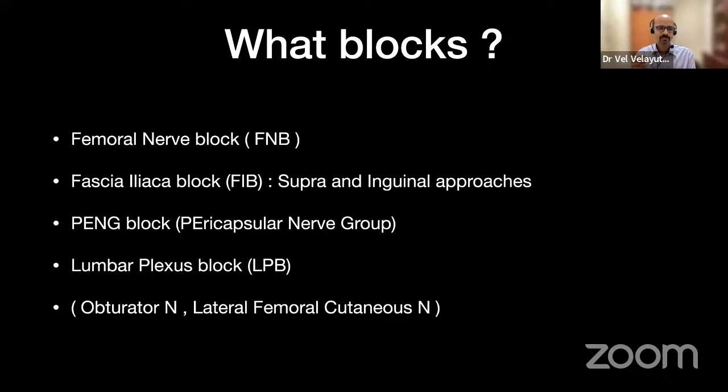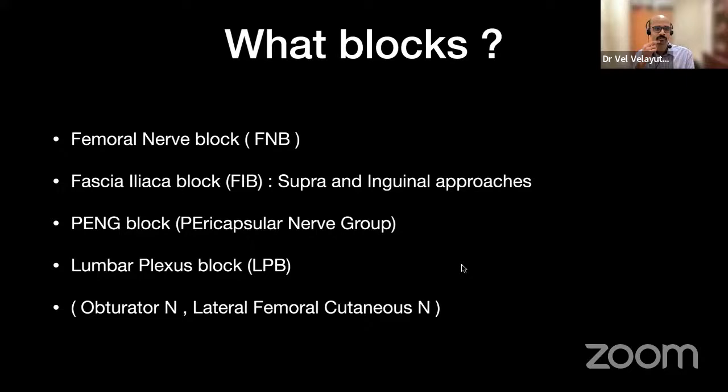Next one is the fascia iliaca block, which again tries to encompass the femoral nerve predominantly, also with obturator and potentially lateral femoral cutaneous, but predominantly the femoral nerve and lateral femoral cutaneous. With the fascia iliaca, we have two approaches, a supra-inguinal approach and an infra-inguinal approach. Sorry about the spelling mistake, it should read infra here. So supra and infra-inguinal approaches. We'll see that in the next few slides.